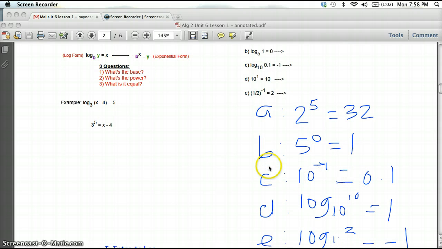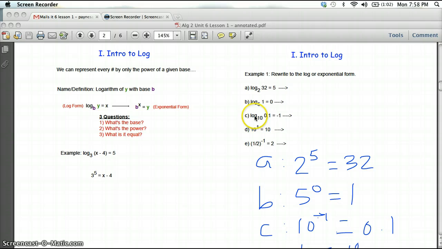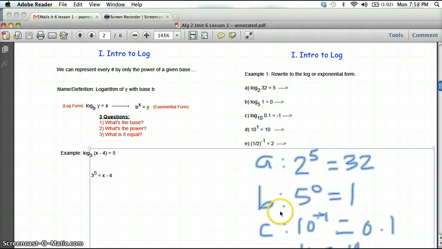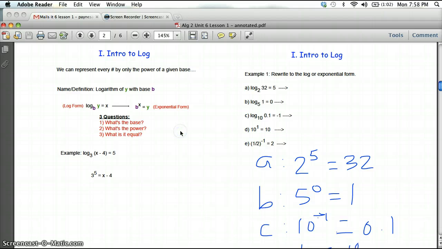Now let's look at C. C says log base 10 of 0.1 equals negative 1. Our base is 10, so 10, right here, 10. 10 to the negative 1 right here is your exponent. So 10 to the negative 1 is equal to 0.1.